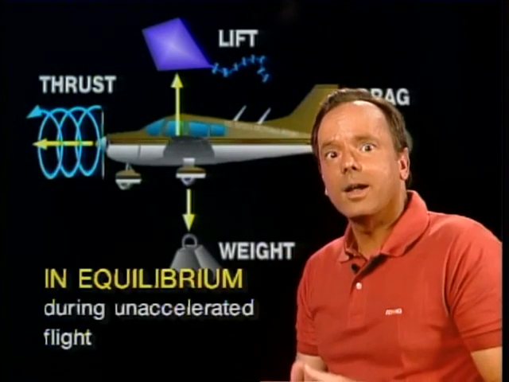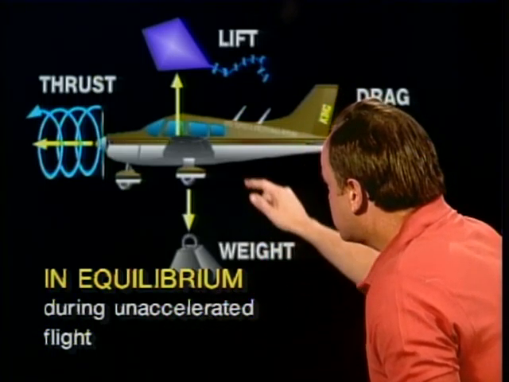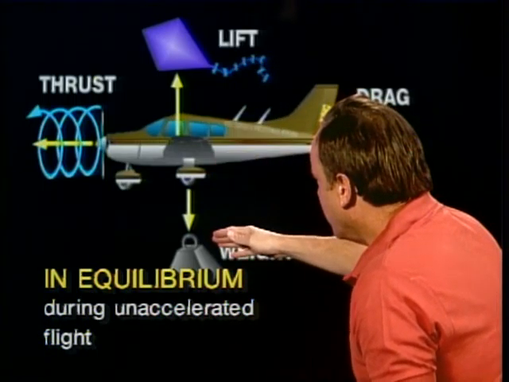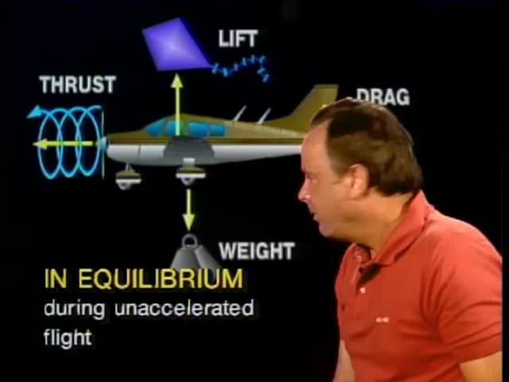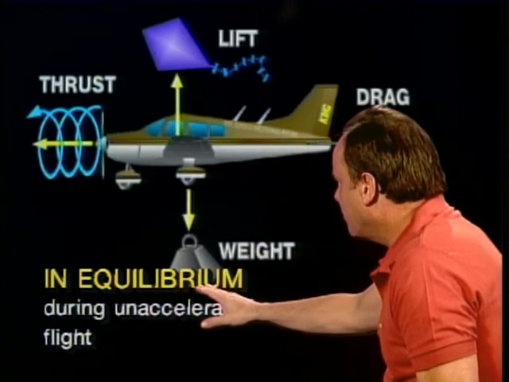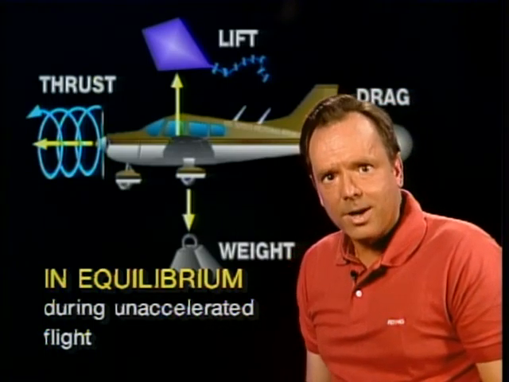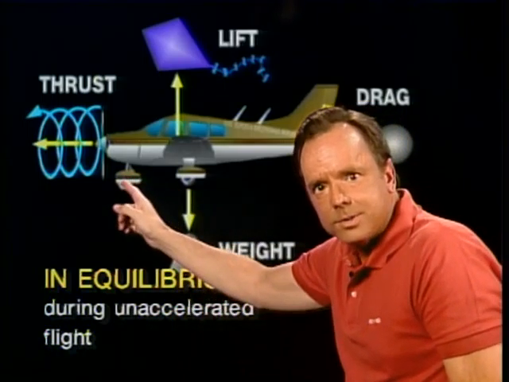And the answer is they are in equilibrium in unaccelerated flight. Now, equilibrium means thrust is equal to drag, and they are not changing. Lift is equal to weight, and they are not changing. So in straight and level, unaccelerated flight, these four forces are in equilibrium. They are equal to each other and not changing. So the relationship in straight and level flight is lift is equal to weight, and thrust is equal to drag.